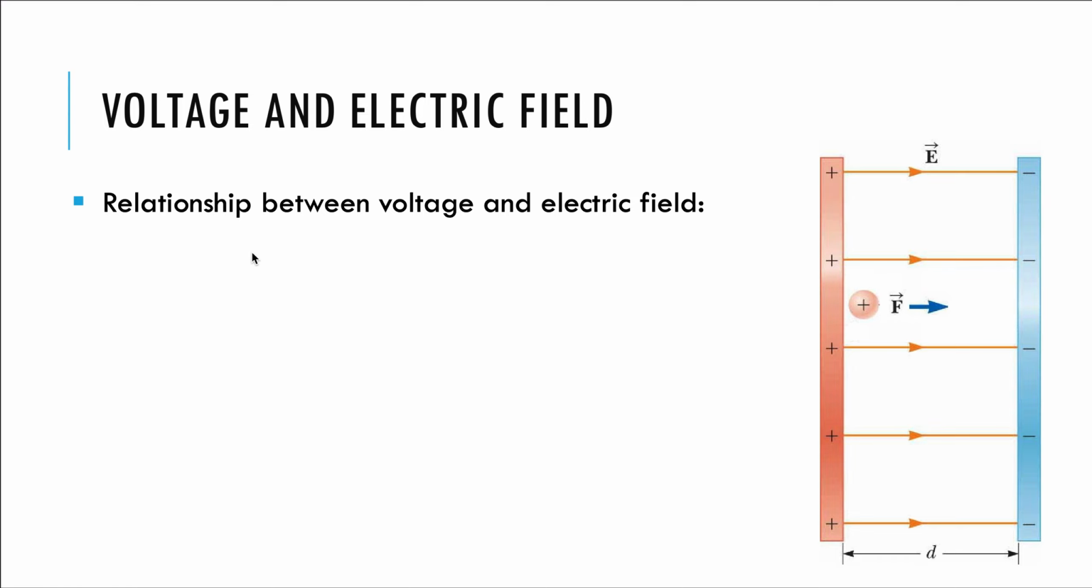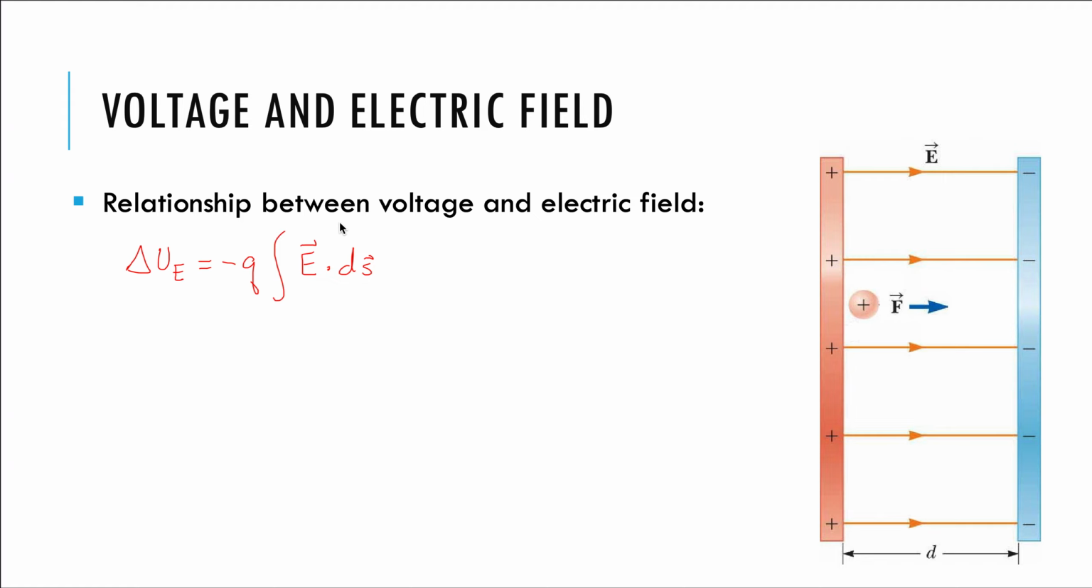First of all, we learned back in video 518 an expression for potential energy. We learned that the change in potential energy of a charge as it moves from one point to another in an external field was equal to negative Q integral of E dot ds, where ds is a displacement vector.